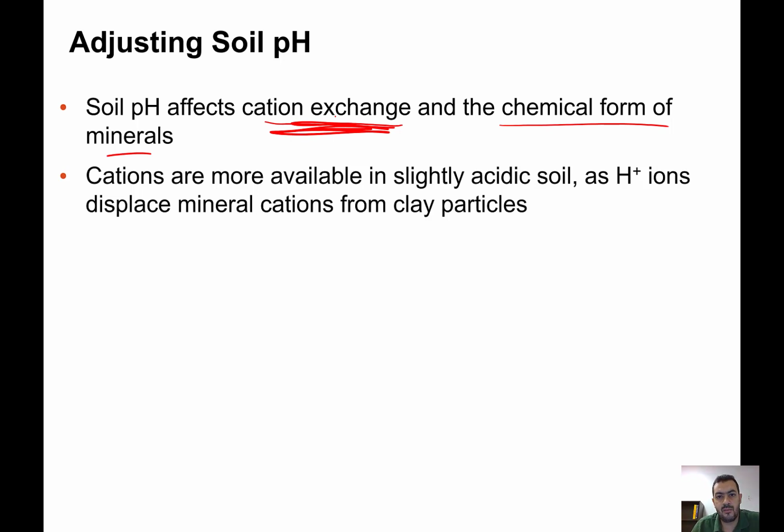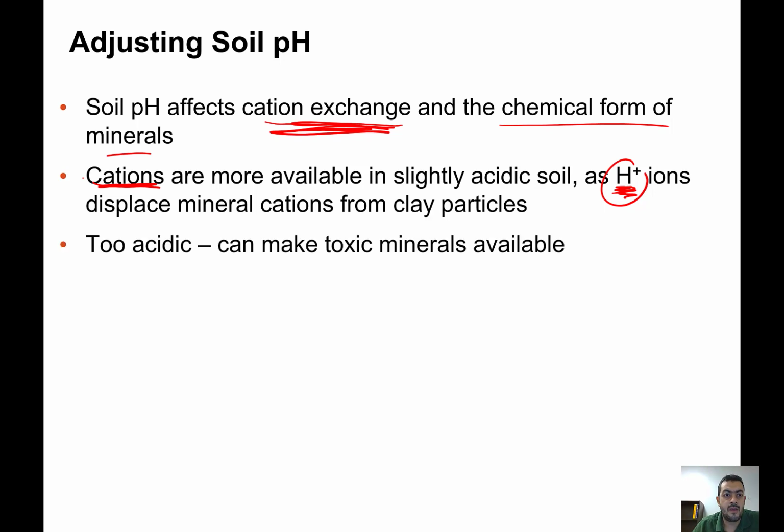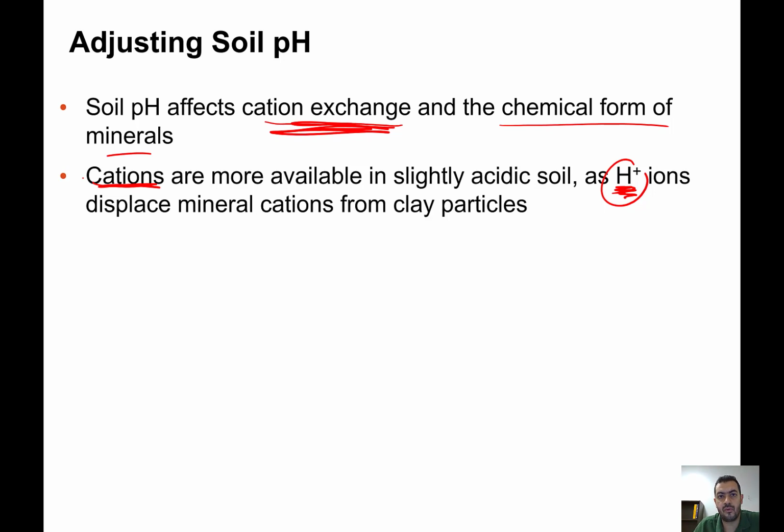Cations are more available in a slightly acidic soil. Imagine a slightly acidic soil will have proton ions, and if you remember, proton ions will be exchanged with the cations, meaning that in a slightly acidic soil we will have more cations that have been displaced from the soil particles and are readily available in the soil. That's something good, meaning that the cations will be available for uptake by the plant root.